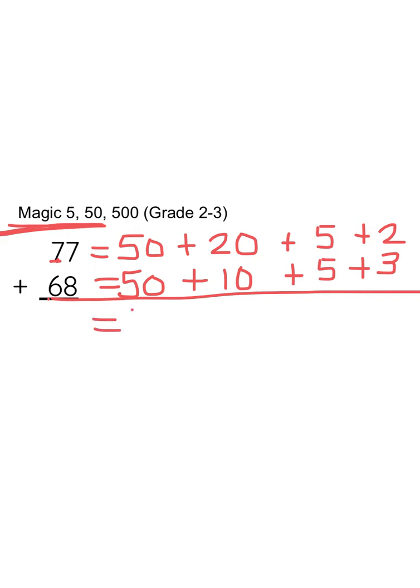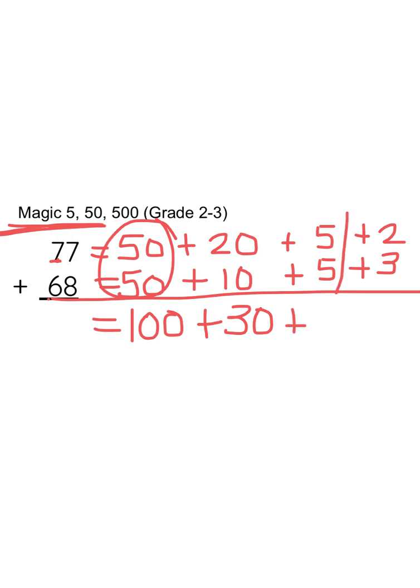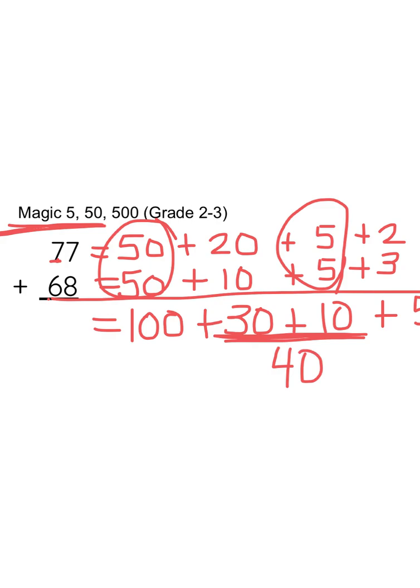So 50 plus 50 is 100. They know that really well. 20 plus 10 equals 30. There's that 10 we've taught them to look for. And 3 plus 2 is 5. Add your like terms, meaning your numbers that are all in the tens. So we have 100 plus 40 plus 5. So it's expanded. And we're now going to write it in standard form.